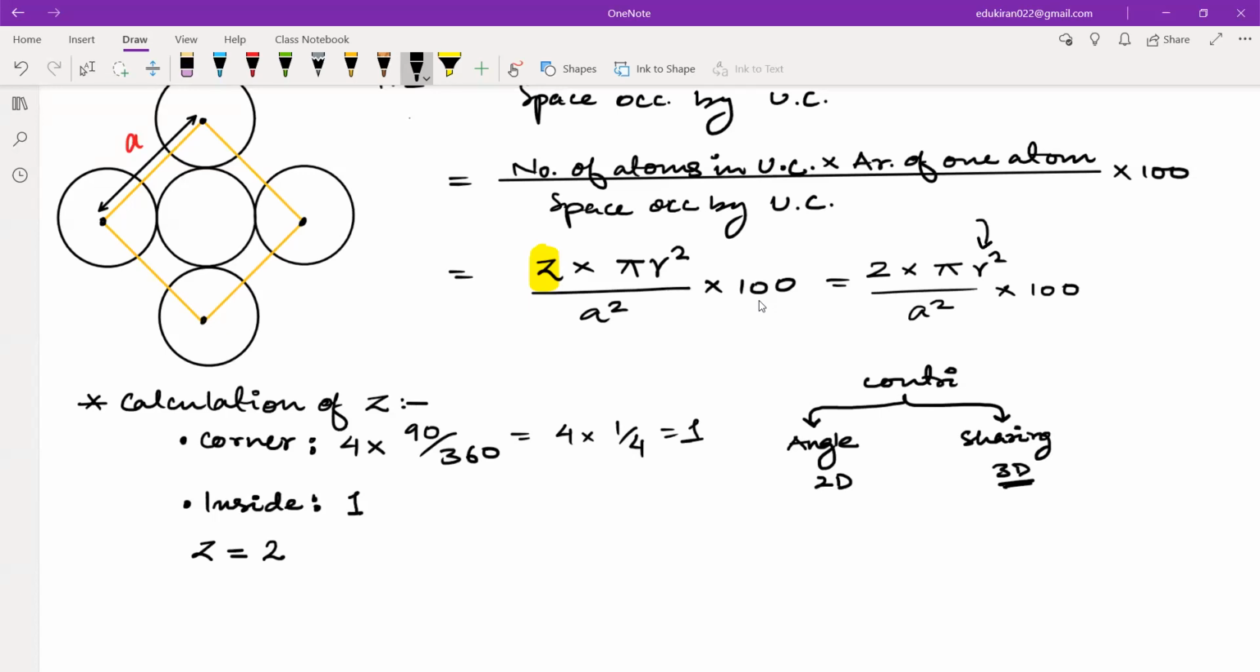But you have this r and you have this a, right? Now, if you simplify this 2 pi into 100, you will still be remaining with r square and a square. Now, you have to eliminate these parts, r square and a square, in order to get a pure number. So just give it a thought for 1 minute and then I will tell you how to deal with this.